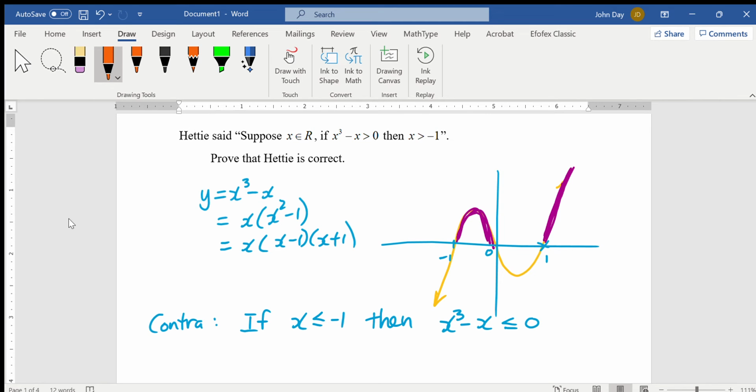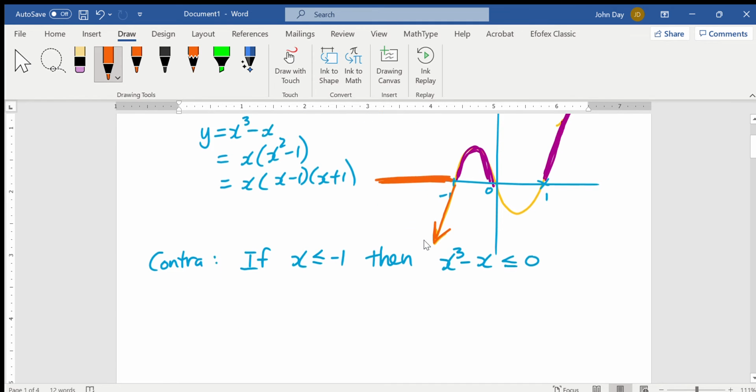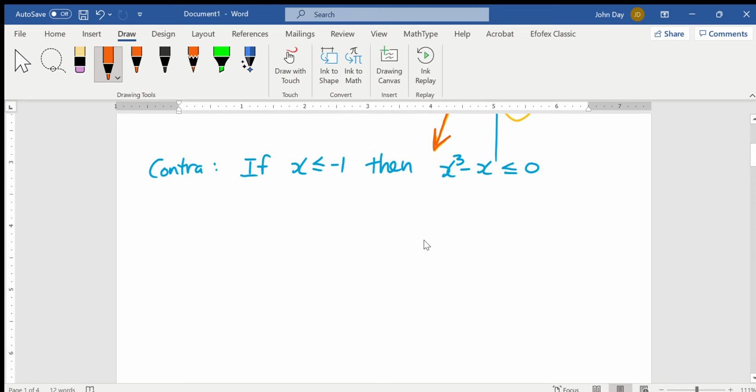Now that's making sense from the picture, isn't it? Because I'll just grab an orange one. If you head out there, all your x values, where I'm colouring orange here, that's where x is less than minus 1. And when you look at the picture, it's underneath the x-axis, so it is indeed less than or equal to 0 out there. So I can see that the truth of the statement is correct. If I couldn't find another way to do it, I would argue this one with a graph. But I'm going to use the contrapositive here and do it that way.